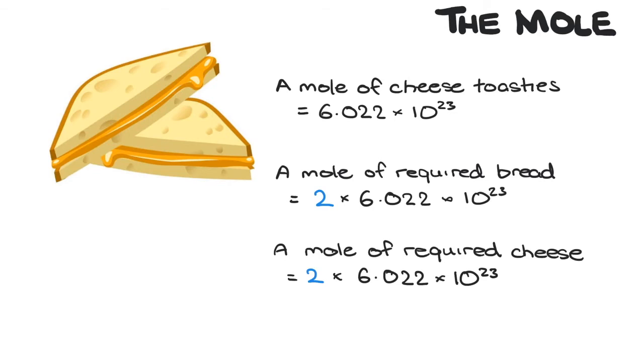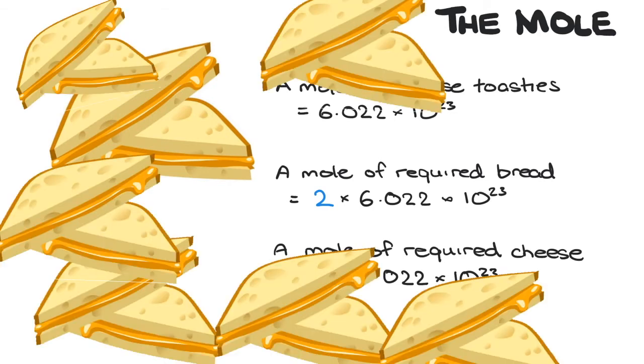In fact, if you made that many cheese toasties, you could feed the world's population 6.022 times 10 to the 23 times over if the population was 1 person.